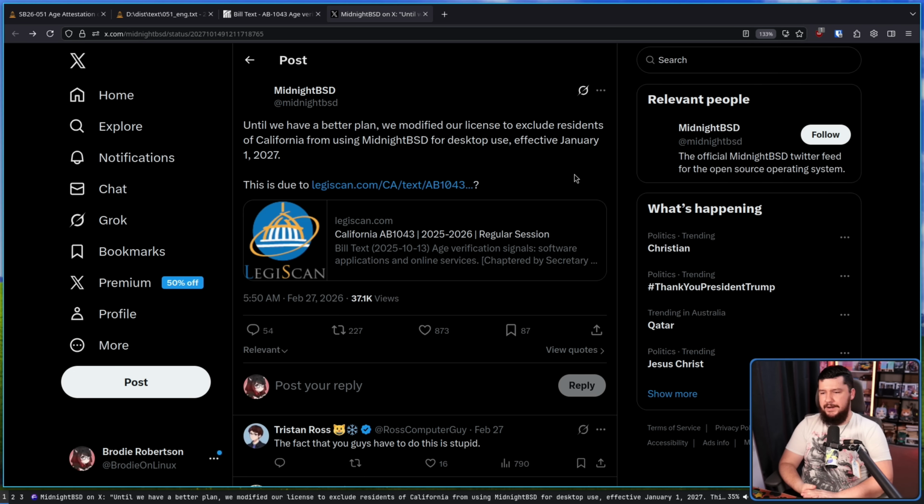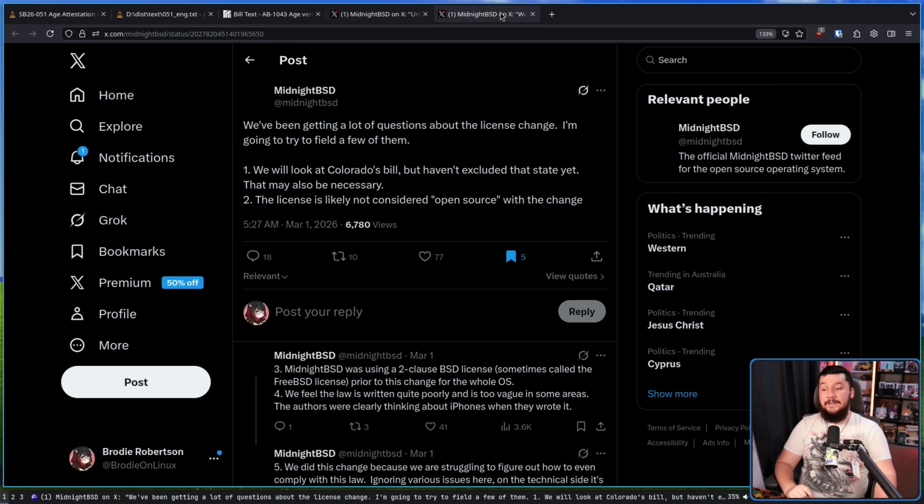One project you may have heard of is MidnightBSD. "Until we have a better plan, we modified our license to exclude residents of California from using MidnightBSD for desktop use, effective January 1st, 2027." They further addressed this in a follow-up post.